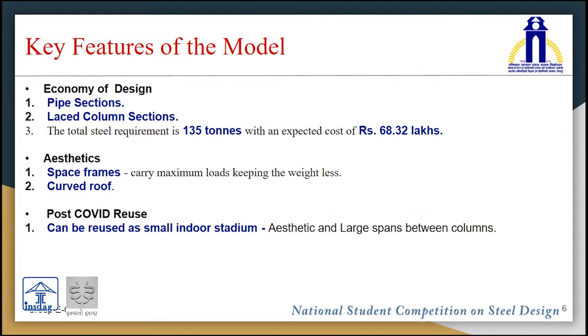Some of the key features of this model include economy, which is well supported by the use of pipe sections and laced columns. Space frames and curved roofs impart aesthetic beauty to this structure. As the spacing between two columns is large, after the pandemic wave this can be used as a small indoor stadium, giving it an ability of post-pandemic reuse.